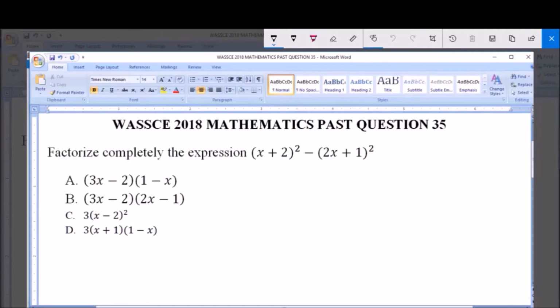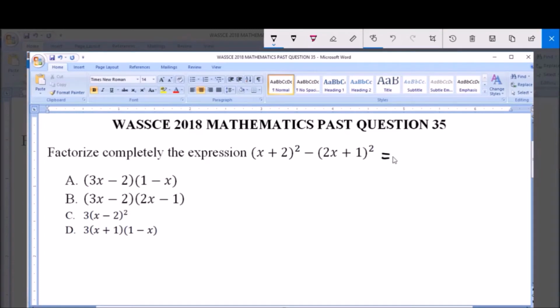Good day and welcome. I'll be answering WASCE 2018 Mathematics Past Question 35. Factorize completely the expression (x plus 2) raised to the power of 2, minus (2x plus 1) raised to the power of 2. Now we're asked to factorize completely this expression.